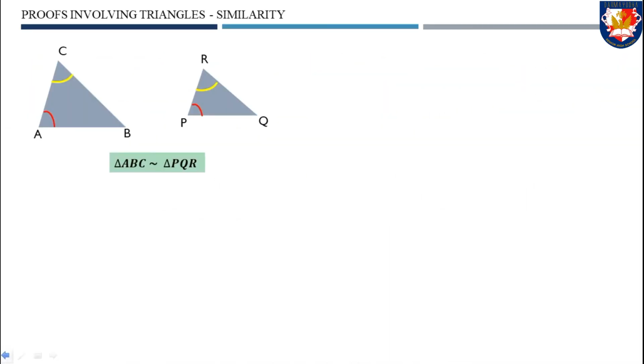Now we discuss the proofs involving triangles. Before we go to the proofs, we go to a flashback of the similarity of two triangles. It is given in the diagrams triangle ABC and triangle PQR. Triangle ABC and triangle PQR are similar if one of the following is true.